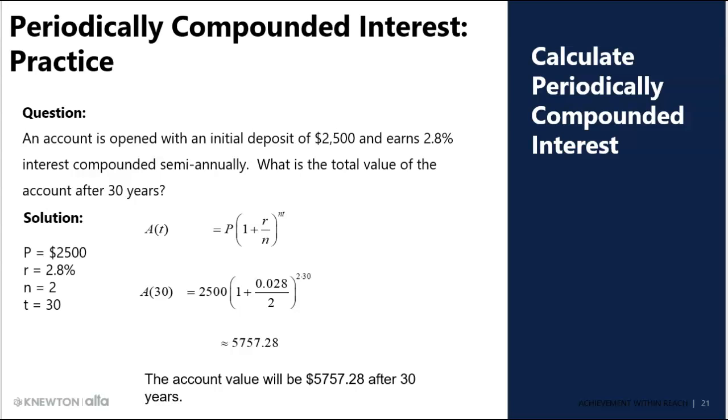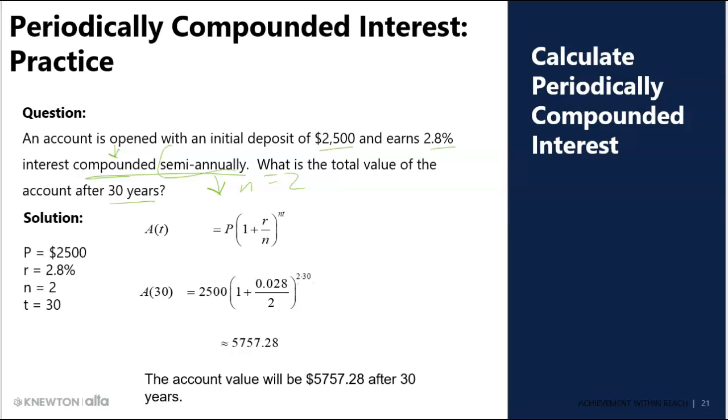Now, an account is opened with $2,500, gets 2.8%. How much is it worth after 30 years? Compounded. Notice I skipped compounded semi-annually. You can't skip that. N equals 2 is what that tells us. When you see this word compounded, you look for the word after it. So there's my N equals 2.